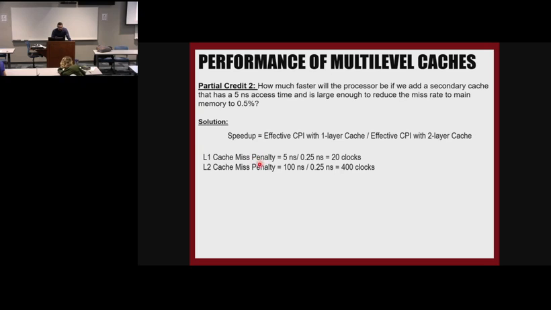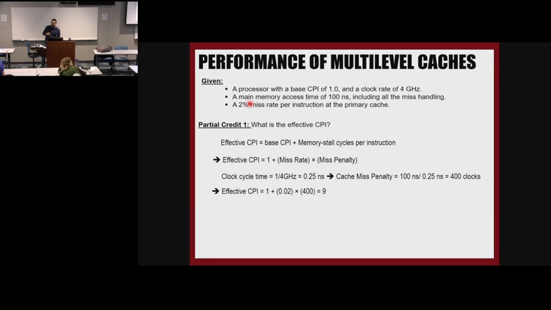L1 cache miss penalty is 5 nanoseconds divided by 0.25 nanoseconds. But that has changed now. When we had 1 layer, the main memory access time was 100 nanoseconds. When we added the second layer of the cache, it reduced the access time to 5 nanoseconds. So now the miss penalty for the first layer of the cache is 5 nanoseconds. But the miss penalty for the second layer is still going to be 100 nanoseconds because you have to go to main memory anyway. And we know that this main memory access time is 100 nanoseconds.